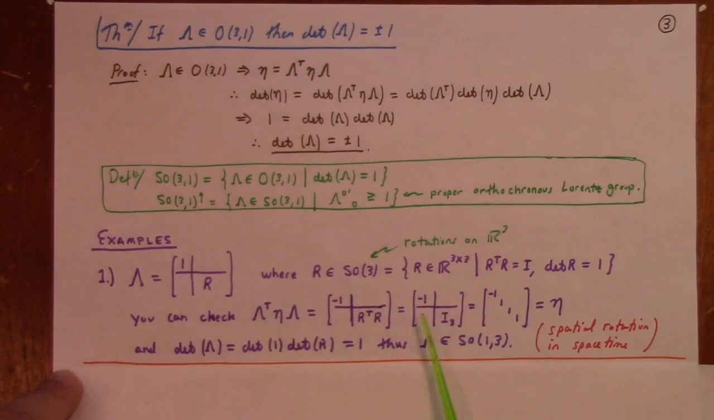It's going to satisfy the defining condition for the Lorentz matrix, because lambda transpose eta lambda is going to be this. But since R is a rotation matrix, R transpose R is I3 again. And there we go. You can also check that the determinant of a block matrix is the product of the determinants of the blocks, if it's block diagonal. If it's not block diagonal, then things are known.